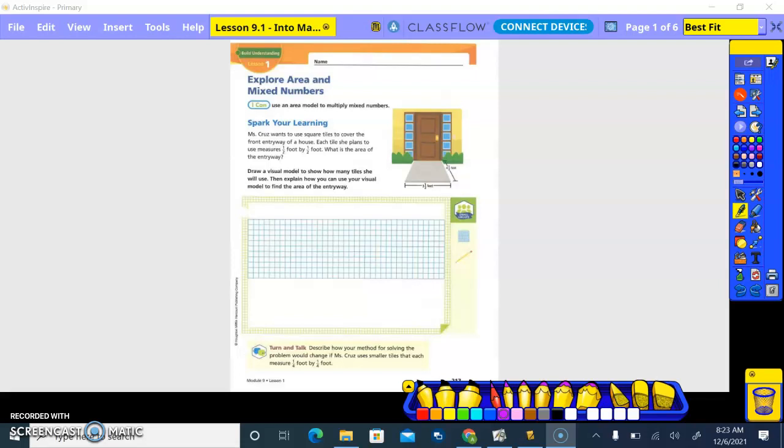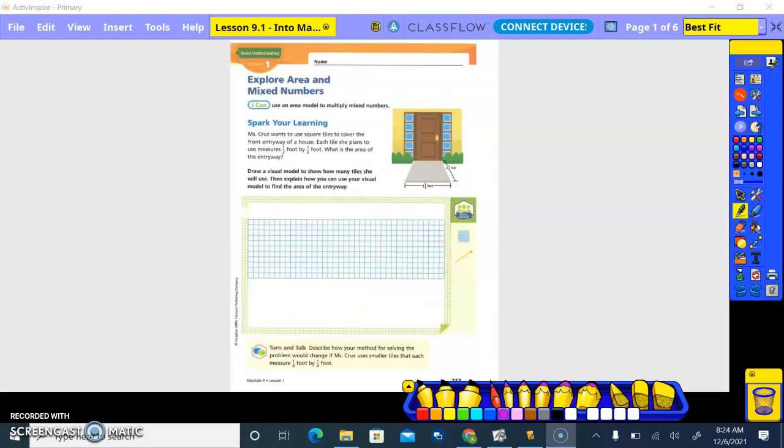Spark your learning. Miss Cruz wants to use square tiles to cover the front entryway of a house. Each tile she plans to use measures 1/2 a foot by 1/2 a foot. What is the area of the entryway? So they show the little picture over here, right? Okay, 3.5 by 4.5. Draw a visual model to show how many tiles she will use. Then explain how you can use your visual model to find the area of the entryway.